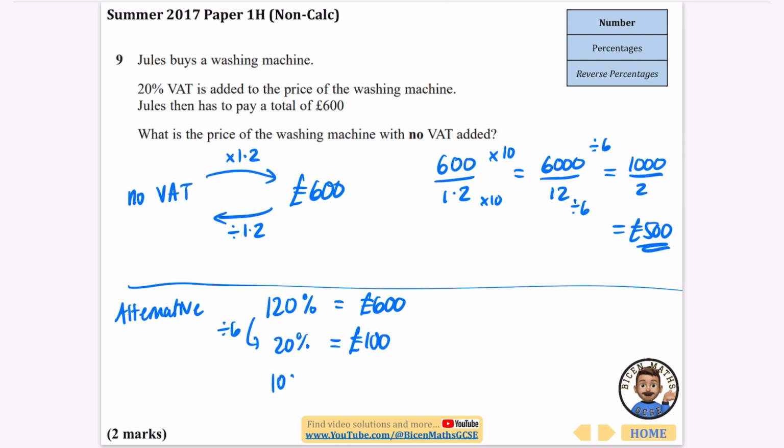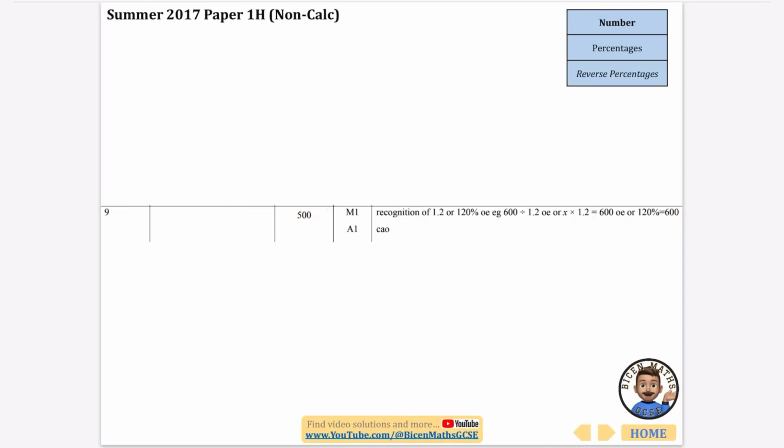And to go from 20% to 100%, which is what it was before the VAT was added, that multiplies by 5. So I can also multiply this side by 5, and I end up with £500. So whichever method you prefer. Personally, I like this method at the top, but I thought I'd show you them both. And we do have the correct answer of 500.